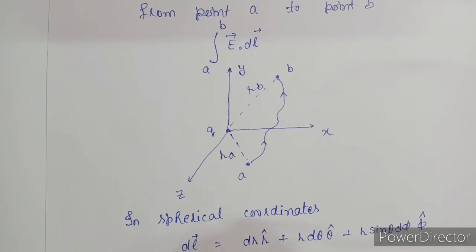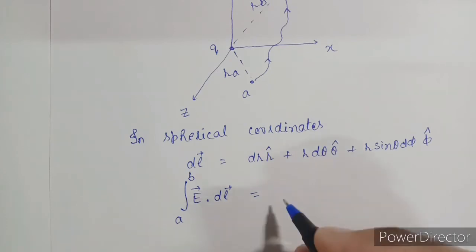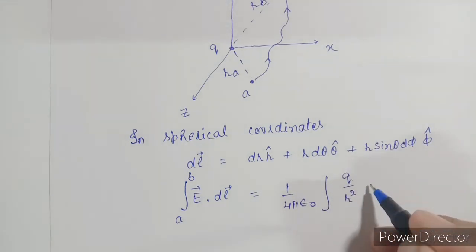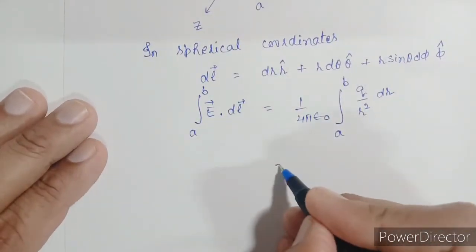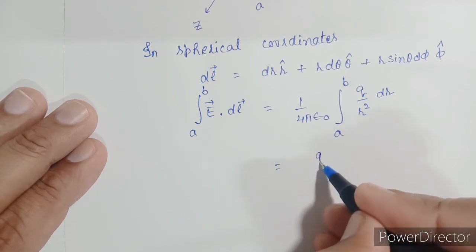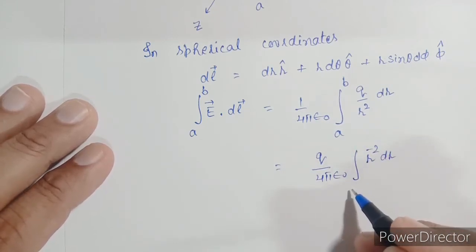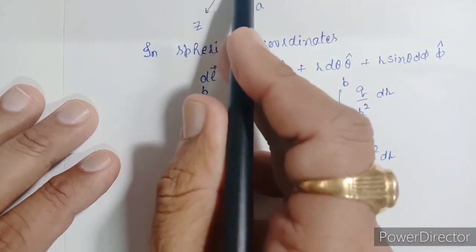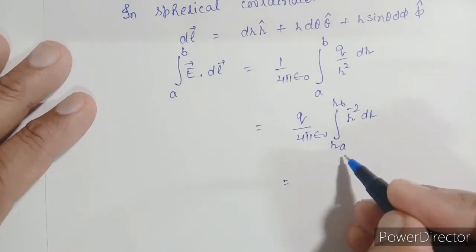In our case we can write the integral of E dot dl from A to B. E dot dl is equal to 1 over 4 pi epsilon naught Q over R square, and in place of dl we can write dr. Or we can write Q over 4 pi epsilon naught, here we have R to the power minus 2 dr, and the limits vary from RA to RB, because the distance from A to origin is RA and from B to origin is RB.